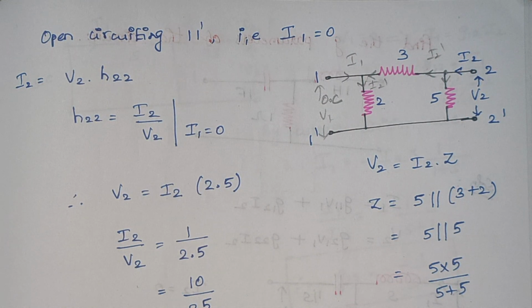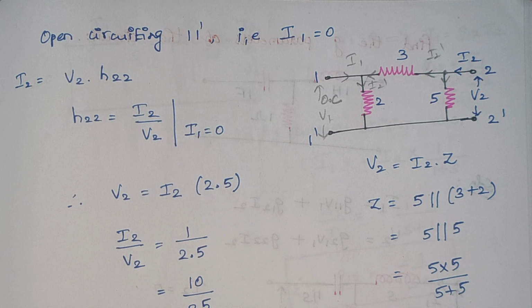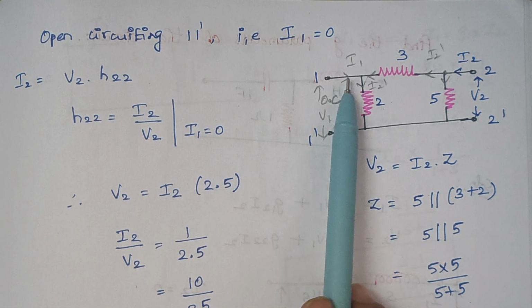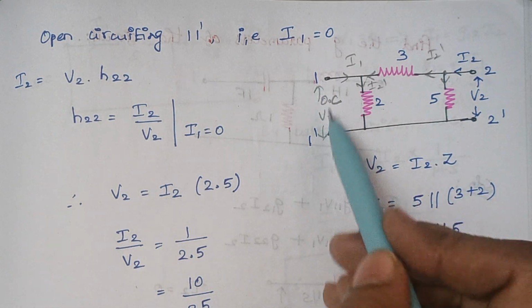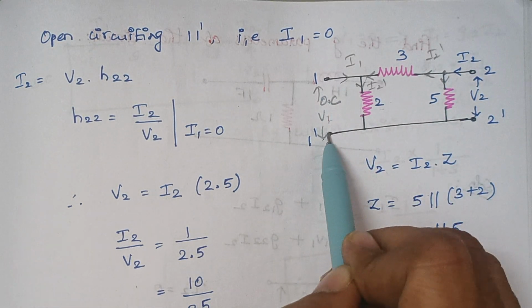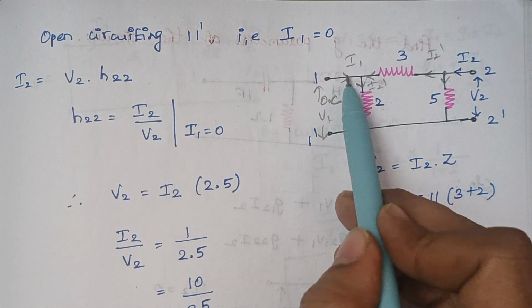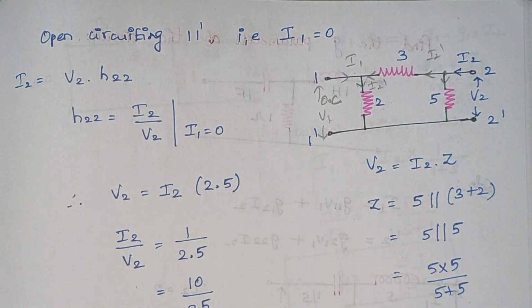So now we are going to find the remaining two parameters. For that, we are making the value of I1 as 0. When can the current be made 0? Whenever the path is open circuited. So here I1 is the current that flows through the input port. Therefore, here we have open circuited this path, right? So the value of I1 becomes 0.